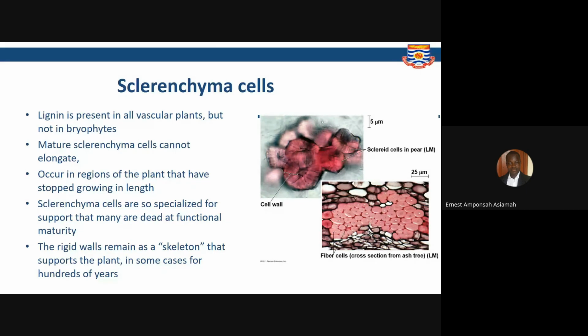And they are so specialized for support that usually by the time the plant is matured, most are dead. So they can provide the support, and their rigid wall will serve as a skeleton that will support the plant for as long as, even sometimes, hundreds of years. That tells us sclerenchyma cells are very, very important to plants, especially for support.